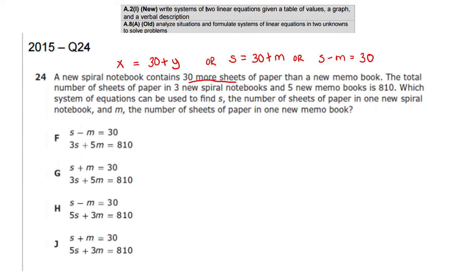Now the second sentence is pretty easy. It says the total number of sheets of paper in 3 spiral notebooks and 5 memo books, so that's going to be 3S plus 5M, and then "is" means equals in math, 810. So there's the second equation. Now we do not need to solve these equations, so my answer is just F here. If I were to solve both of them, that's the reason why I like to use X and Y, because we would want to solve both of these equations for Y, but we don't have to do this in this question, so let's just move forward.